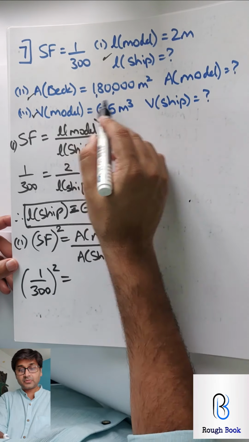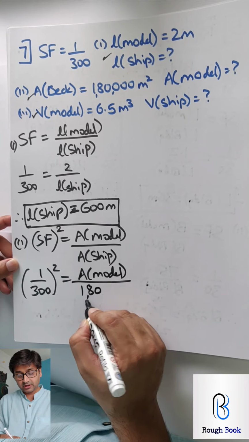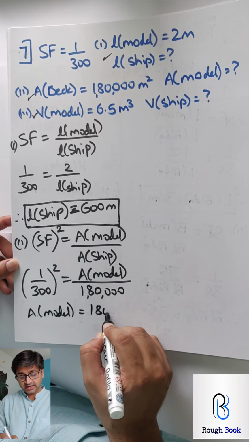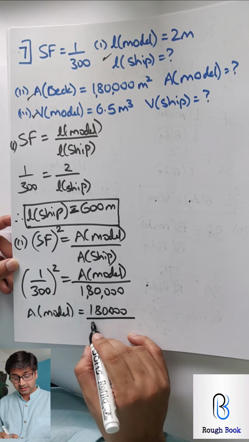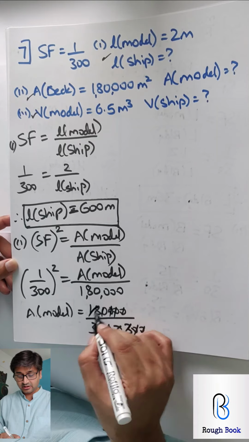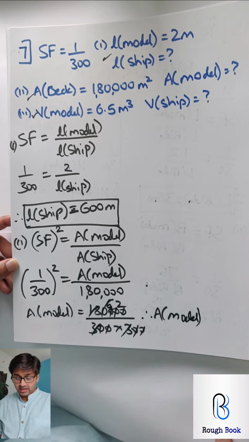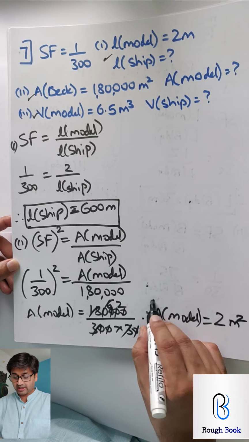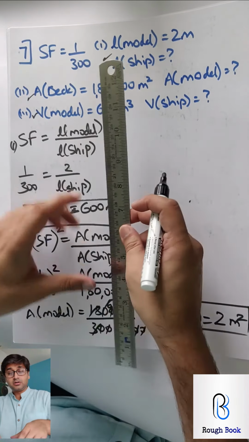Area of model is not given, but area of ship is given, which is 1,80,000. So area of model, 1,80,000 goes up and 300 stays down twice, once and twice. 1 2 3 4 cancel. 3 ones are 6 are, 1s are 2s are. So therefore area of model, it's a small model, and therefore the area also isn't too big, 2 meter square, because it is area. Now for the last part, the volume.